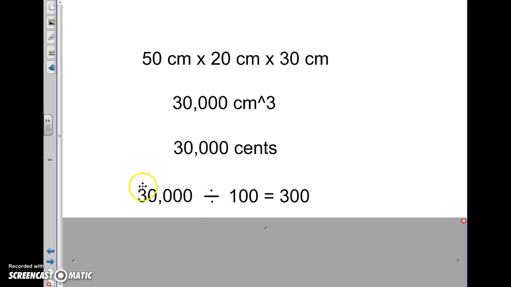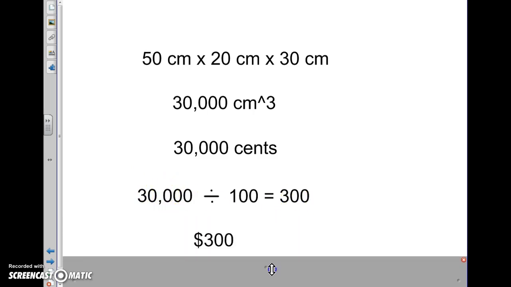We'd move this 3 right here. 1, 2, it'd be in the hundreds place. So we got $300. All right, next one.